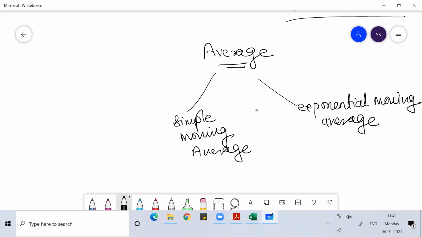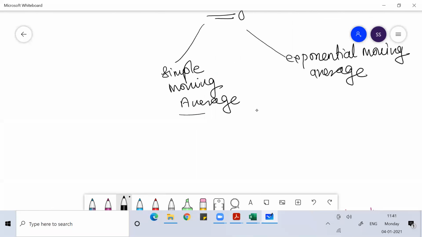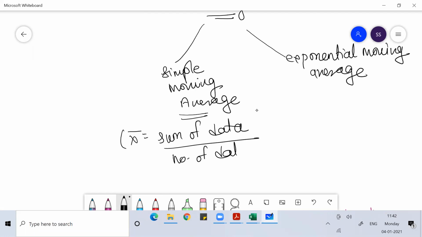In case of simple moving average, we give equal weightage to all the events which have happened in the past. The formula of simple moving average is the sum of data divided by the number of data. That is the simple moving average.